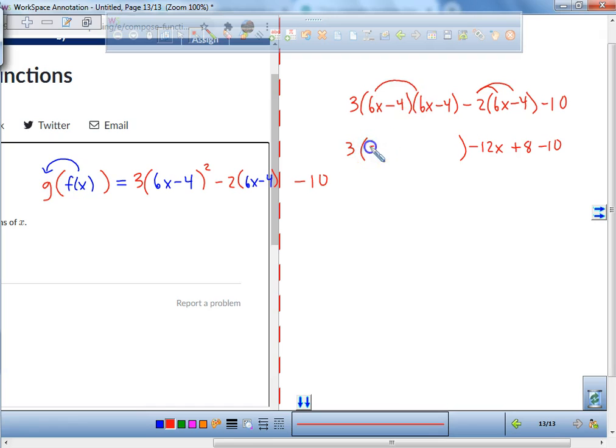6 times 6 is 36. x times x is x squared. 6x times negative 4 is negative 24x. Negative 4 times 6x is another what? Negative 24x. And a negative 4 times a negative 4 is a positive 16. So if I was going to rewrite it nice and neat, this is what I would write.